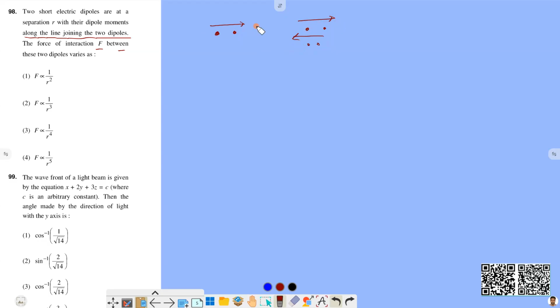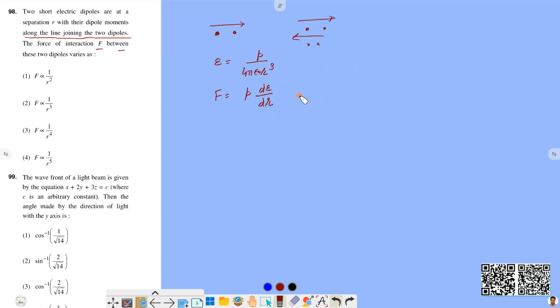So basically both of these are along the axis, and we know that along the axis the electric field by a dipole is equal to P by 4 pi epsilon naught r cube, where r is the distance from the charge. Now, the force experienced by a dipole is equal to P times dE by dr, where r is the distance. Meaning if the electric field is changing with distance, only then does a dipole experience a force.